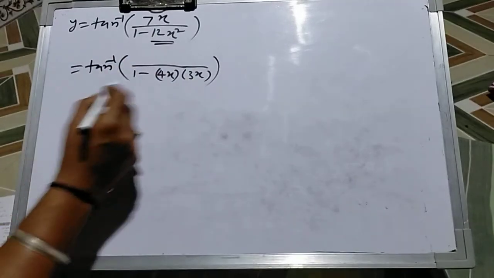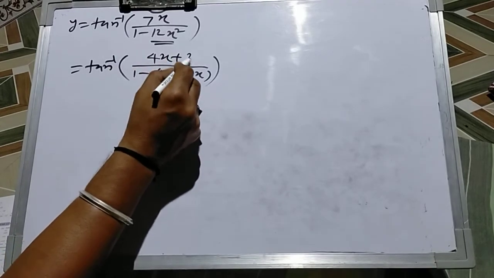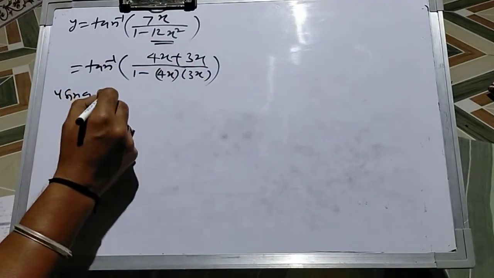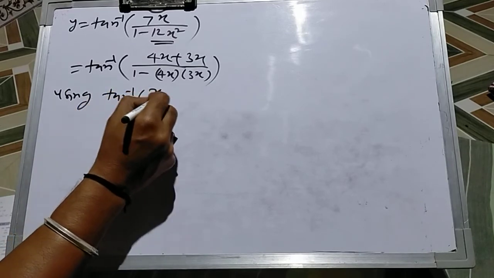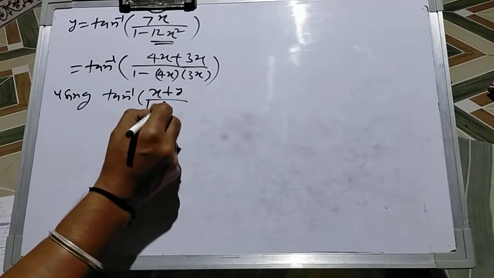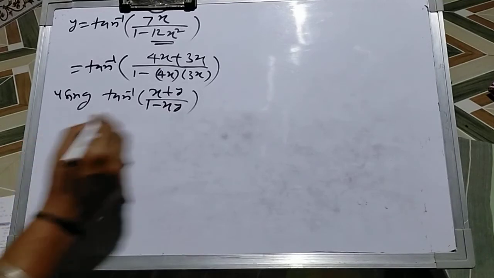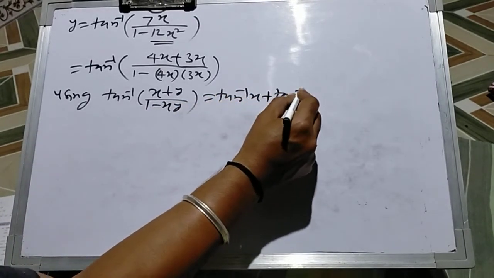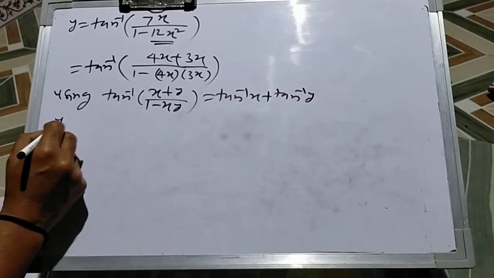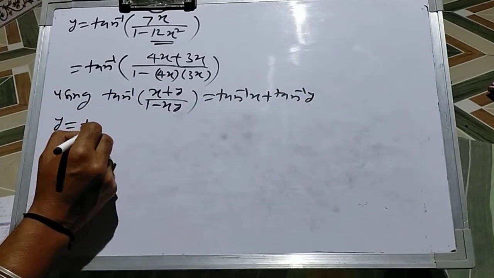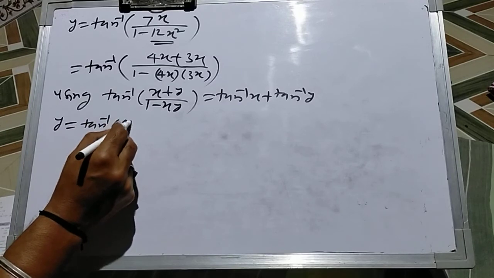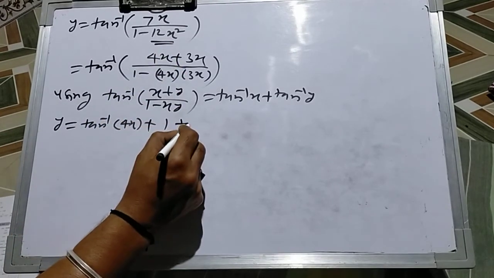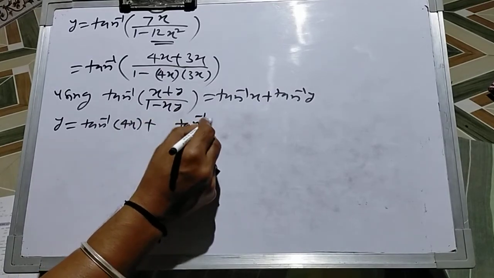So here 4x plus 3x, using the result tan inverse of (x plus y) divided by (1 minus xy) equals tan inverse of x plus tan inverse of y. So here y equals tan inverse of 4x plus tan inverse of 3x.